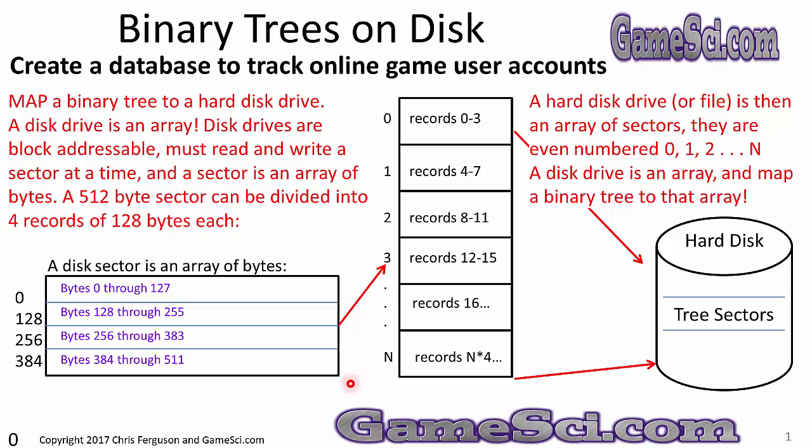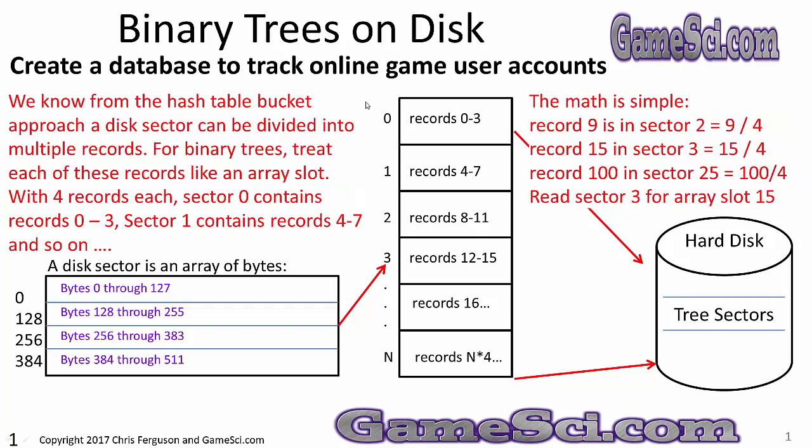Map one of these 4 records to a sector on the disk drive. Records 0 through 3 can go in sector 0. Records 4 through 7 can go into sector 1. Records 8 through 11 can go into sector 2. Records 12 through 15 can go into sector 3. All the way down to sector N, where you can have records N times 4 and 3 more records. A hard disk or file is then an array of sectors. They're numbered: sector 0, sector 1, sector 2, all the way to sector N. A disk drive is an array, and you can map a binary tree to that array.